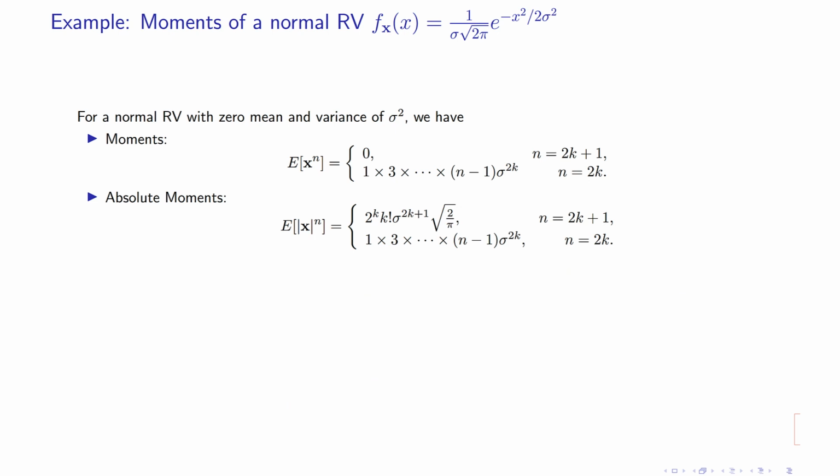Now, for the absolute moment, if you put the absolute value, these two expressions are identical if n is even, because the absolute value of x to the power of n is equal to x to the power of n if n is even. But if n is odd, the integral of the absolute value of x to the power of n from minus infinity to plus infinity, f_X(x) dx, is still an even function, so it is not going to be equal to 0, unlike this case. You can easily show that this expression is correct. Exercise: for n equal 4, you can use this expression or this expression.